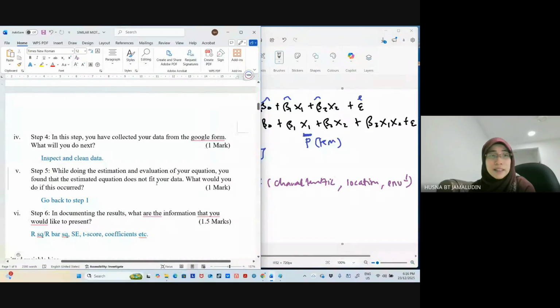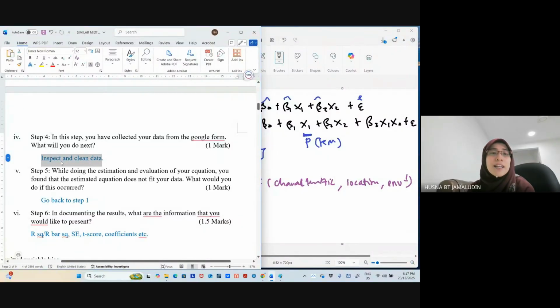Then step 4. Okay, in this step, you have collected your data from the Google Form, of course, right? You are using the survey, so you get it from the Google Form. What will you do next? When you get your data, at the moment many of you have, this is what you are going to do for your assignment. You have received your data. So what's next? Don't simply run and estimate your result. I know that you have your EViews. You have to inspect and clean your data.